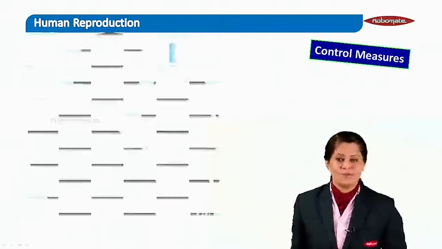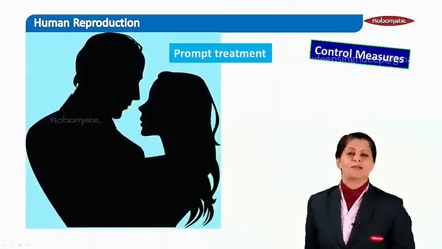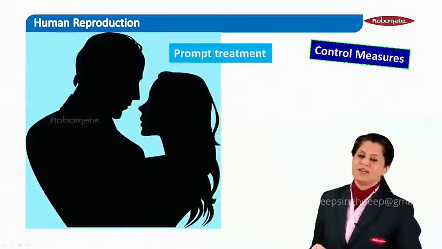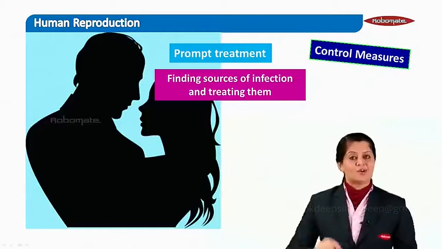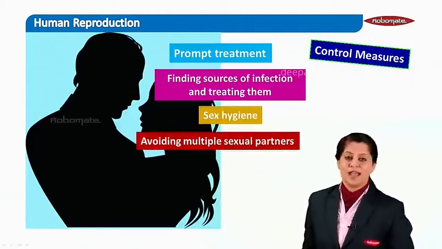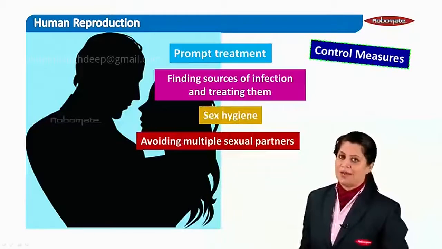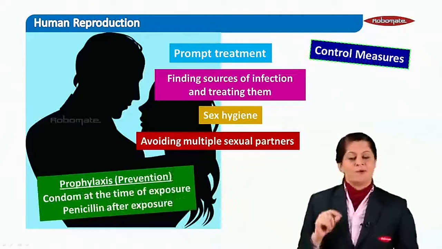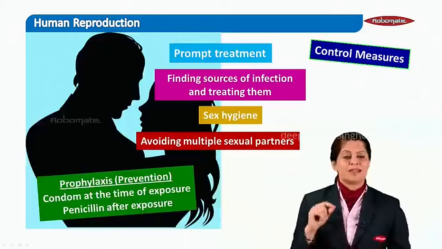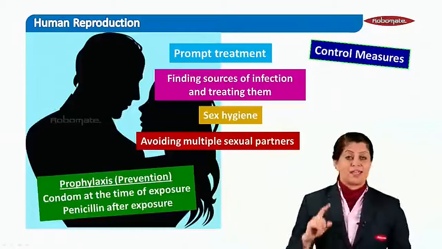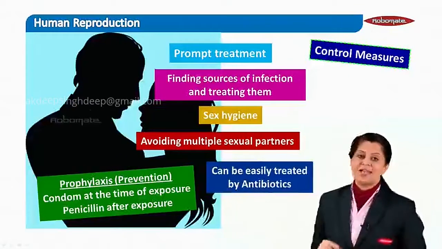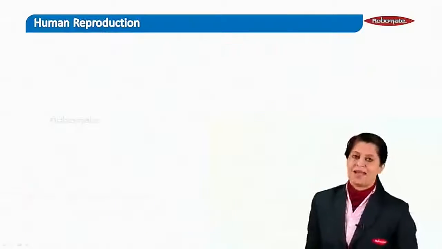What are the control measures? Prompt treatment of the disease. This is an easily treatable disease, so prompt treatment is required. Finding the source of infection and treating them. Sex hygiene is important, and avoiding multiple sexual partners is a must. Prophylaxis or prevention is condom at the time of exposure and penicillin after exposure. It's a disease caused by bacteria, so antibiotics help, and as I said, it can be easily treated by antibiotics.